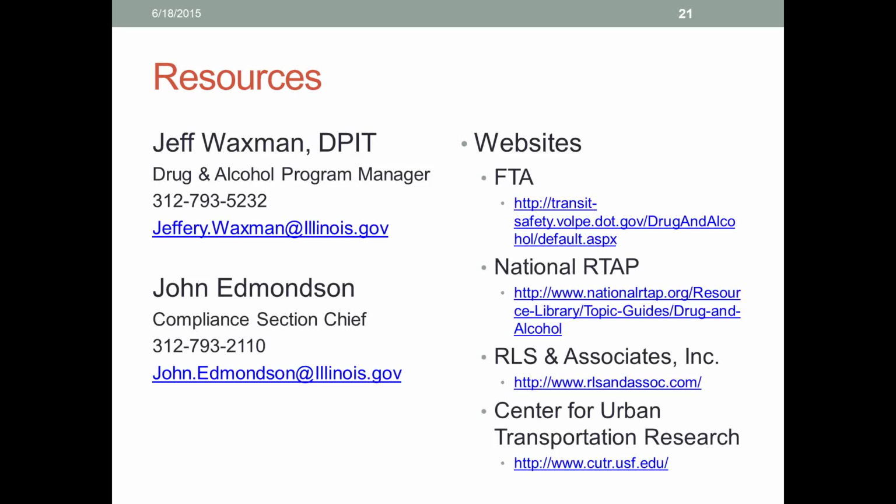There was one question that got asked that I wanted to answer. It says that the agency policy is broader than the post-accident testing. The policies for any accident, incident, or workplace injury, any employee, et cetera. Is that okay?